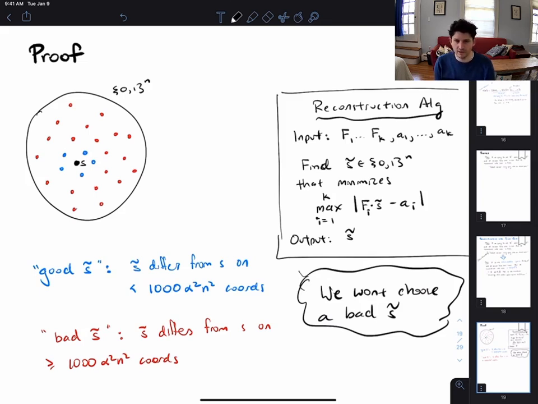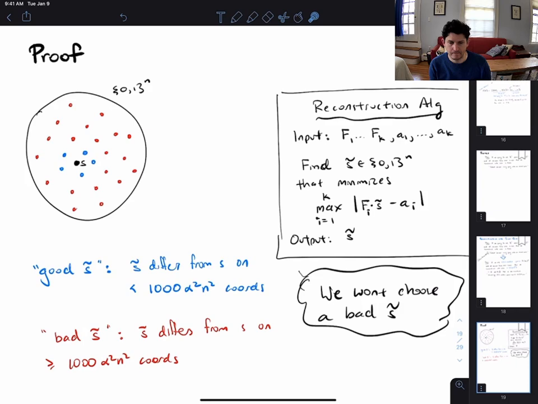So first of all, let's refresh our memory about the reconstruction algorithm itself. What does the reconstruction algorithm do? I tell you a set of k queries that I've issued, and I give you a corresponding answer to each of those queries, possibly with some noise. And what the reconstruction attack does is it finds some s tilde that is plausibly the true vector of secrets that gave rise to these answers.